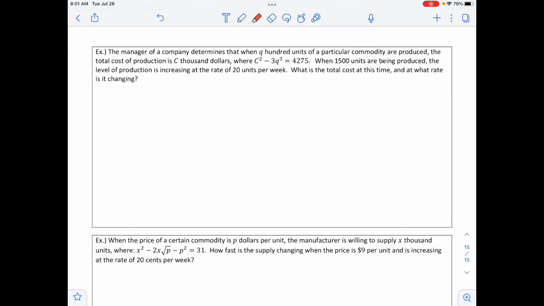The first thing to note is that it says Q hundred units, and down below it says the level of production is increasing at a rate of 20 units per week. The issue is that this is in units, however it needs to be in hundreds of units, so this is the same thing as saying 0.20 hundred units per week.